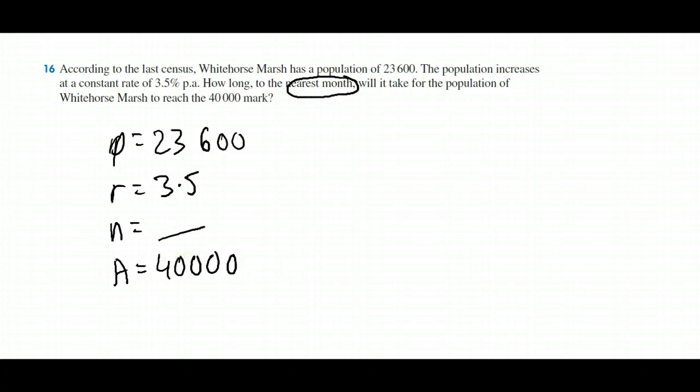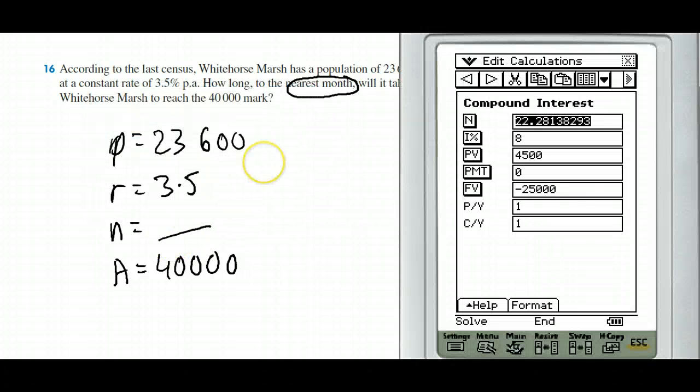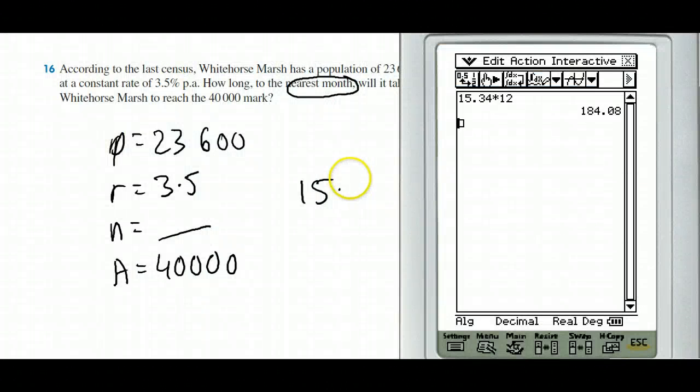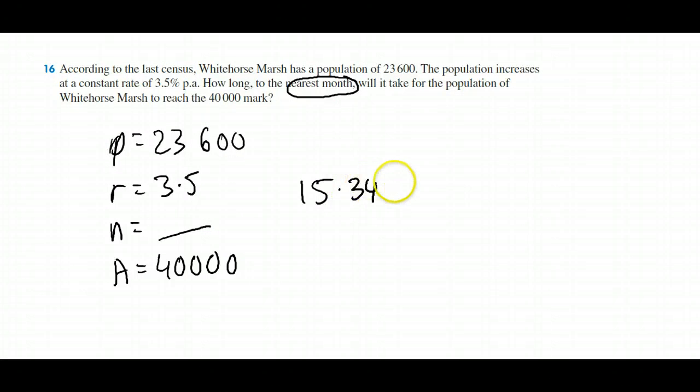So our answer for N is going to come out as a number of years, and we'll need to convert that into months. So I is 3.5, PV is 23,600, PMT 0, and FV is negative 40,000. And when we calculate N, it turns out to be 15.34 years. So 15.34 years is our answer, and we need to give our answer to the nearest month.